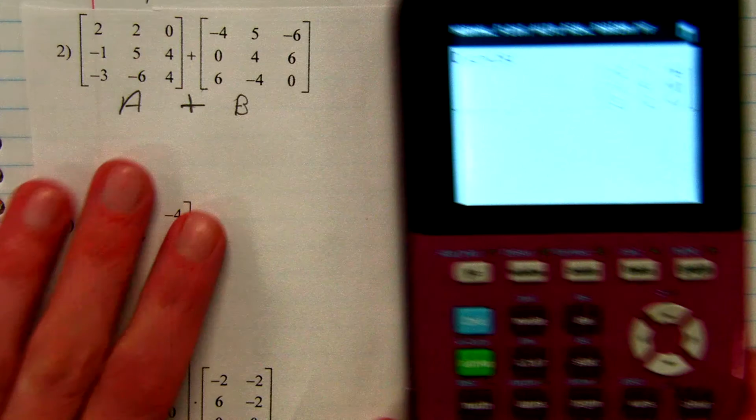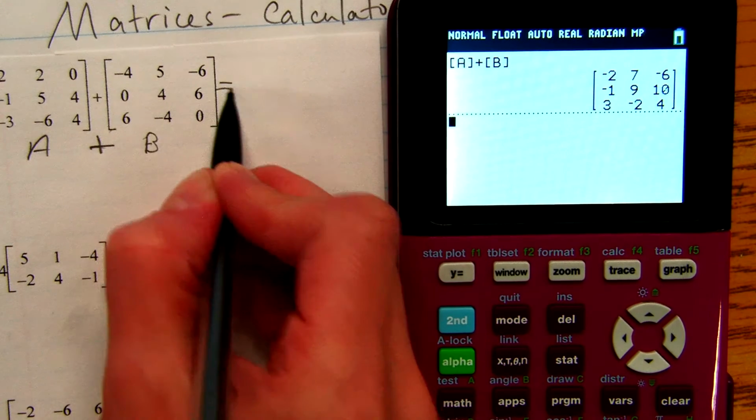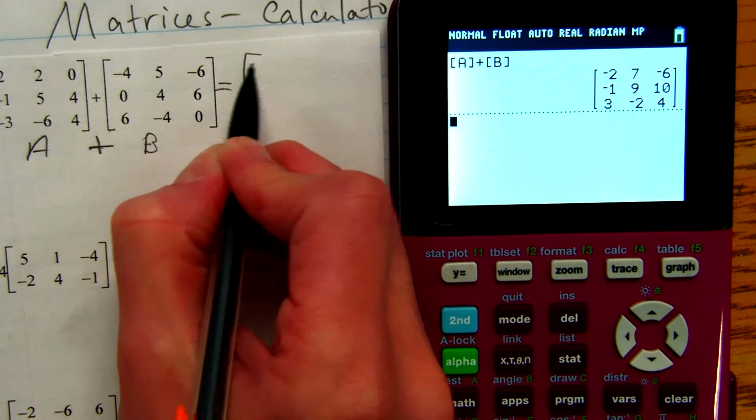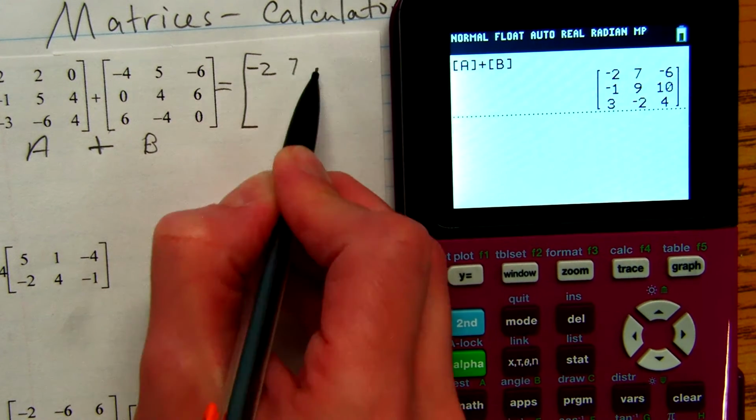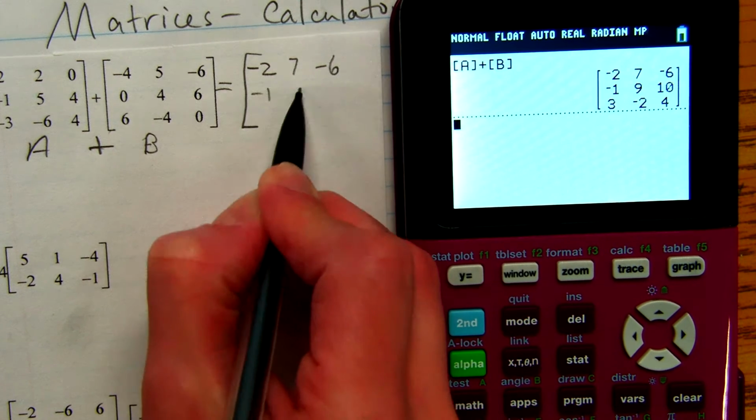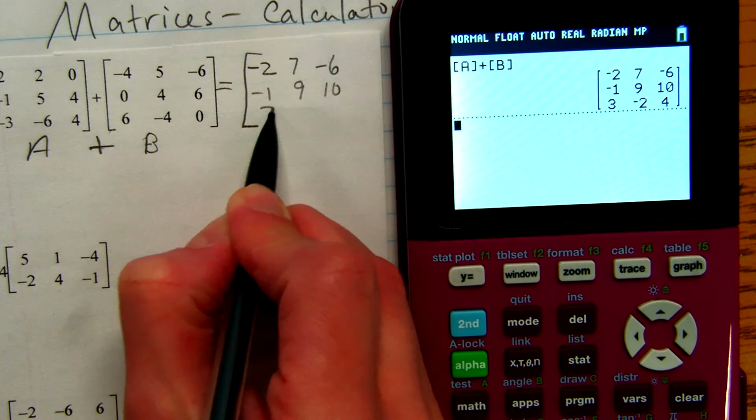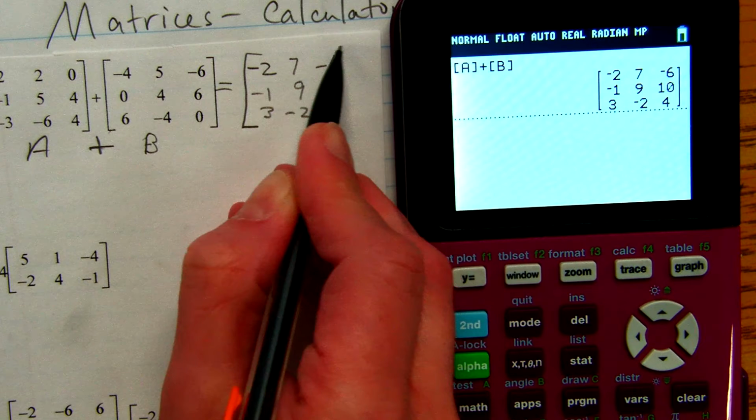Okay? And then if you just hit enter, it's going to add all of that for you. Okay? All right, I know you're excited, but we are recording. All right, so let's write this all down. -2, 7, -6, -1, 9, 10, 3, -2, 4. It's like I have my own studio audience.